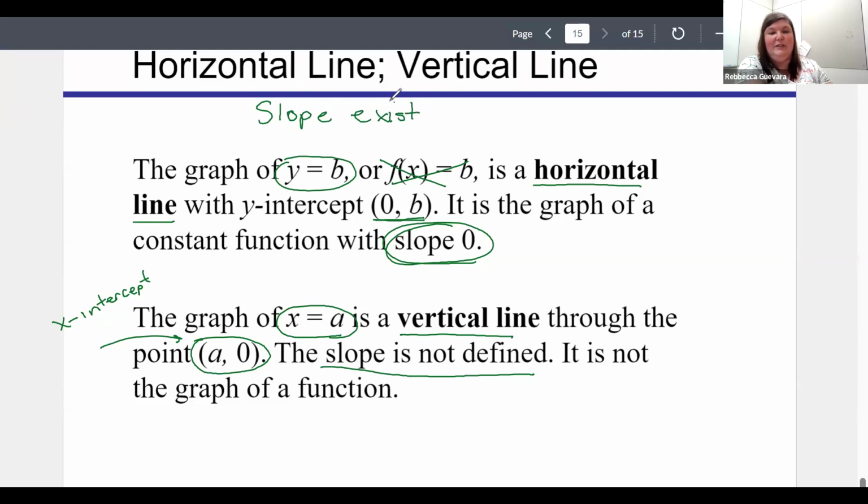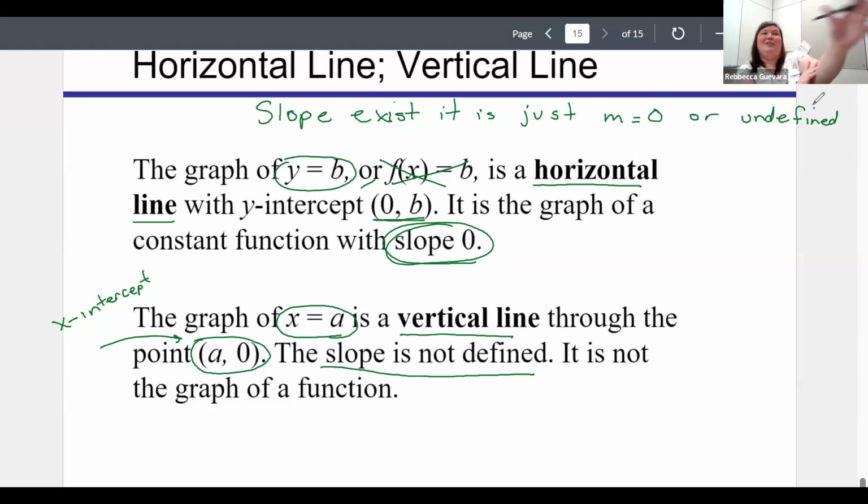I always try to make this point here. Being undefined doesn't mean it doesn't exist. It means we just don't know how to talk about it. Slope exists. It is just equal to 0, or we say it's undefined. Like I said, all that undefined means is that we don't know how to represent it. We don't know what to say the value is. In this case, because it's a vertical line, if you're trying to figure out slope, you don't have any horizontal change, you just have all vertical change. So technically you have a slope that's heading towards infinity. We don't know how to talk about that, therefore we can't define it.